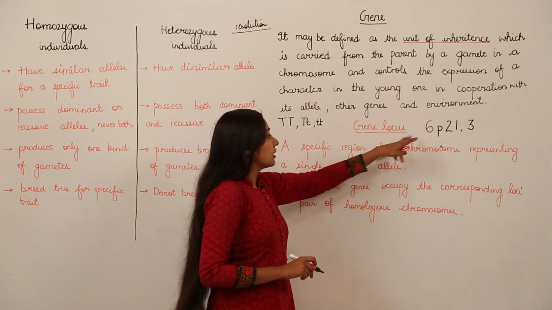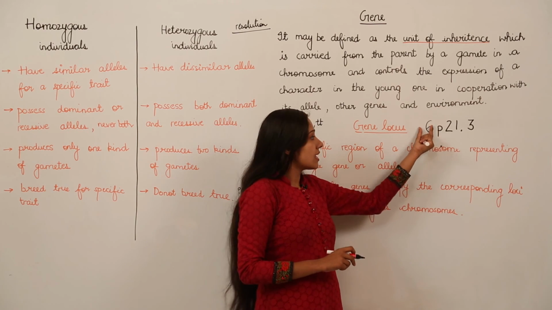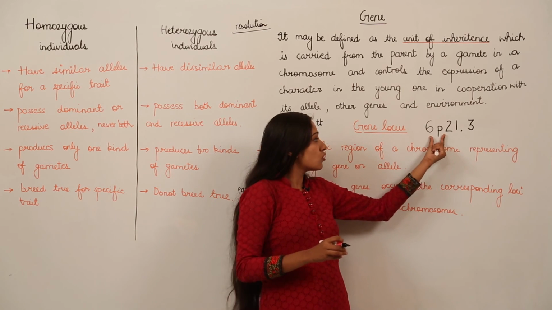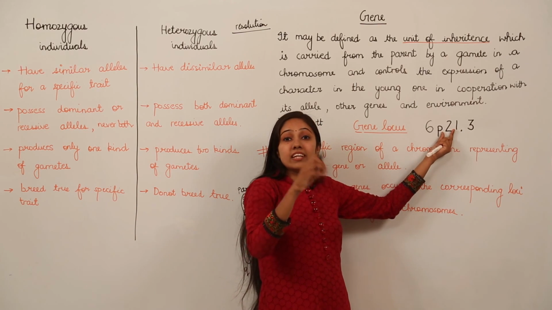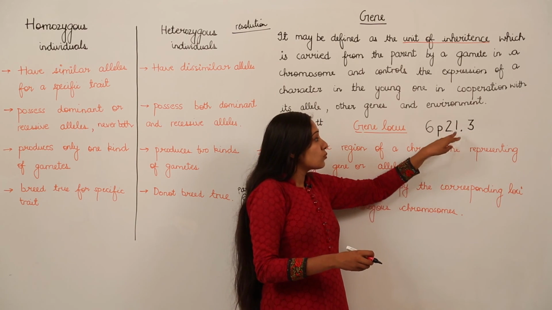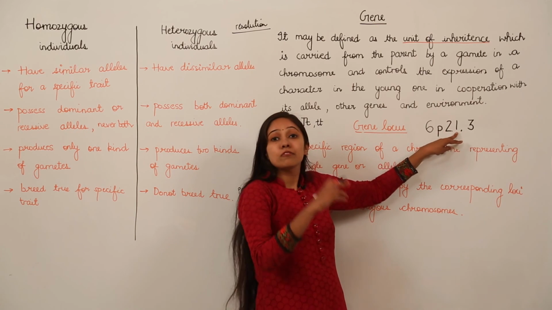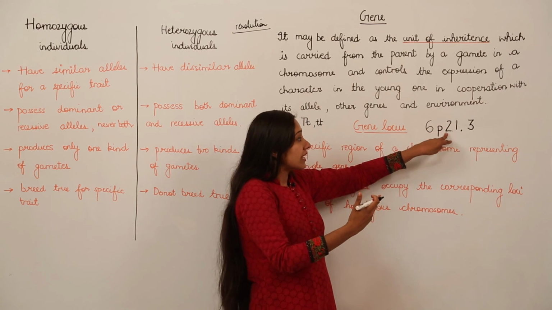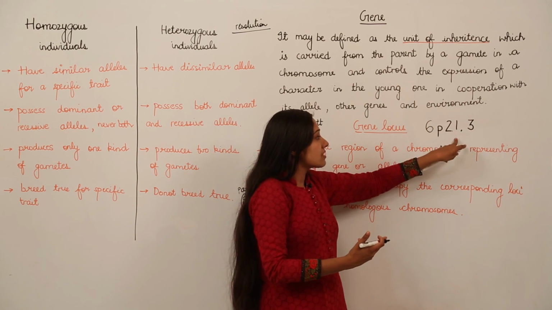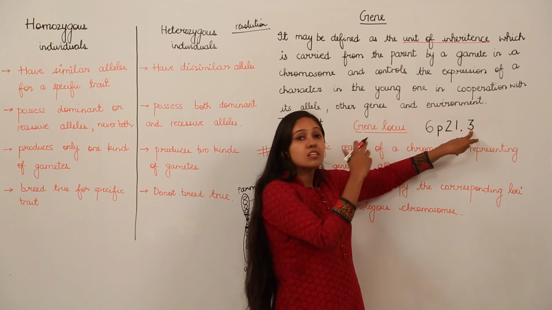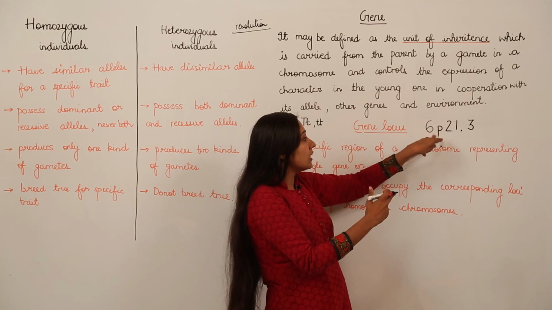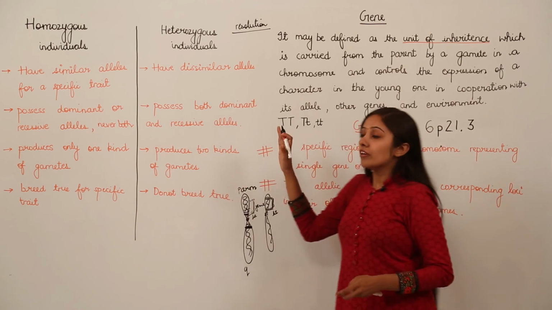Remember, the first numeral says we are talking about chromosome number 6. This letter P states that we are talking about the shorter arm of the chromosome. The numeral 2 says we are talking about the second region of the P arm of the 6th chromosome. This numeral 1 says that we are talking about the first band of the second region on the P arm of the 6th chromosome, and this point 3 conveys that we are talking about the third sub-band of the first band present in the second region of the P arm of the 6th chromosome. This is how we justify this.